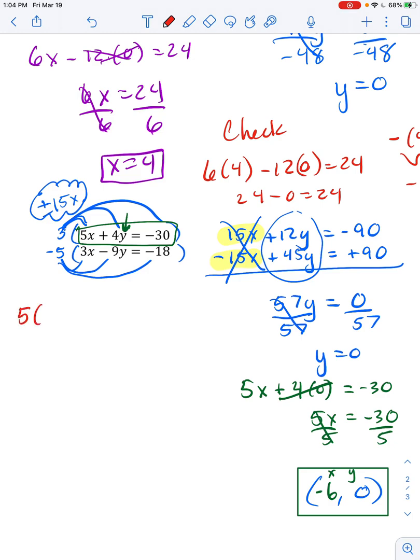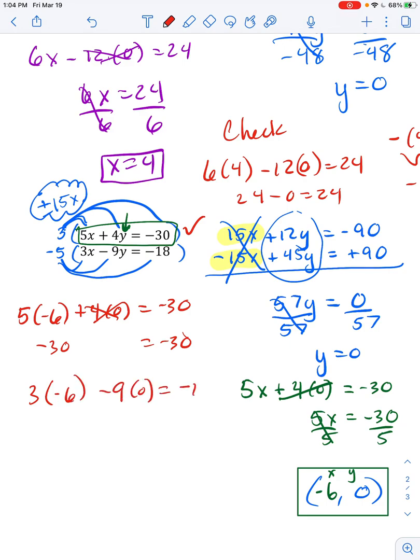So top equation, putting in a negative 6 for my x, a 0 for my y, checking to see if that will come out to be negative 30. This is negative 30. This is nothing, so that does work. How about the bottom? Putting in a negative 6 for x and a 0 for y, will I get negative 18? This is negative 18. This is 0, so that one checks as well.